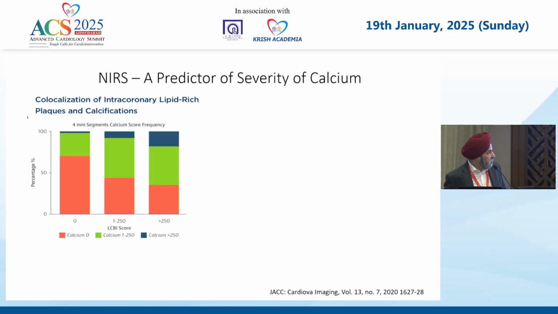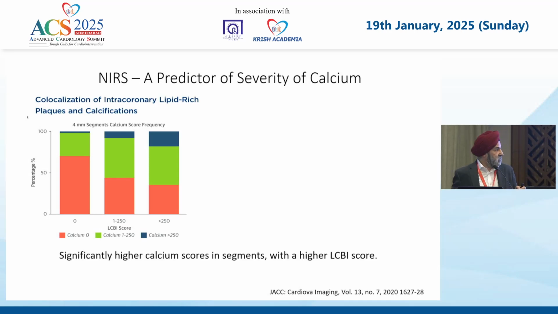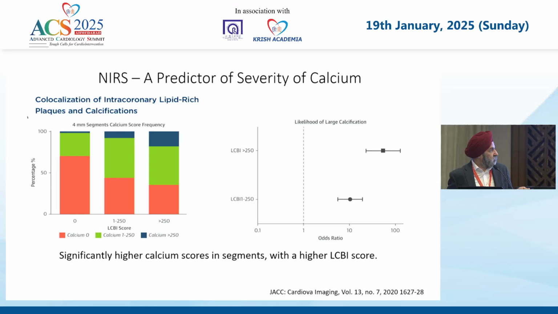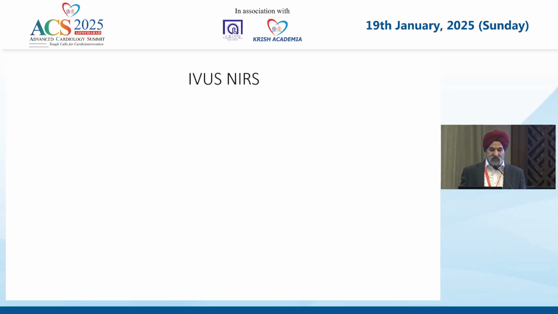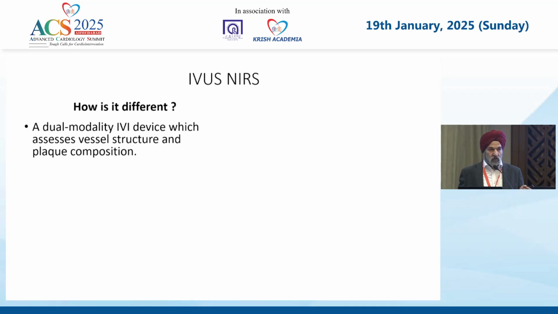Now, what has also been seen is that as your LCBI score goes up, the calcium in the vessel increases. So that means LCBI tells you about the plaques which are biologically active. And if you look at this forest plot, those with LCBI score of more than 250 had more calcium. That means these are biologically active plaques of advanced phenotype, and they'll lead to more calcium at a later date.